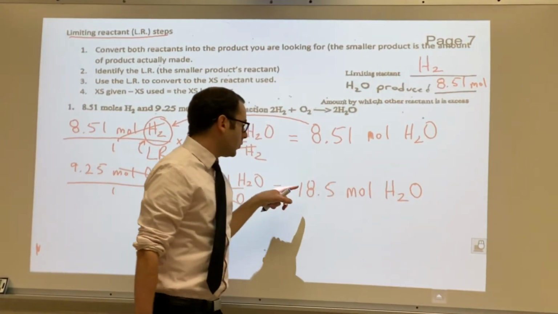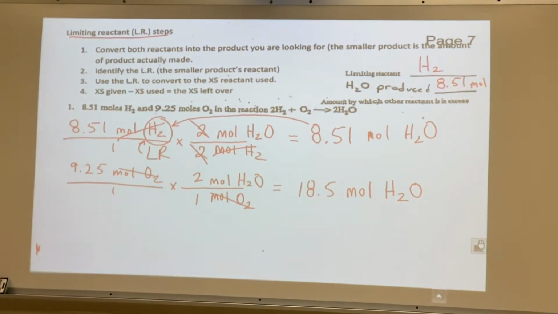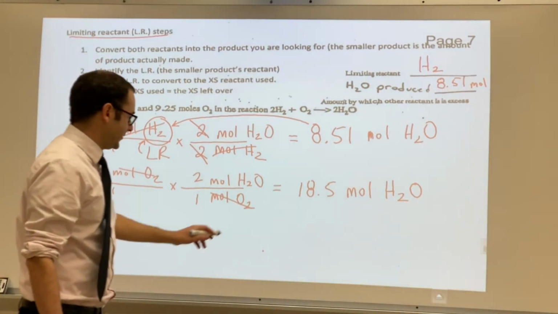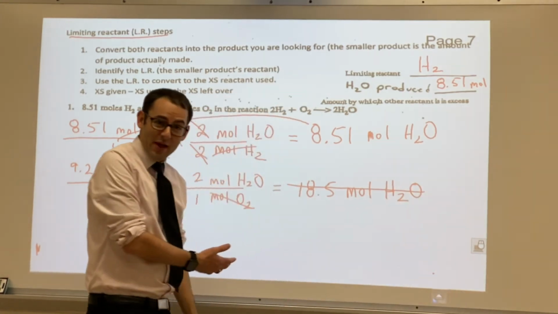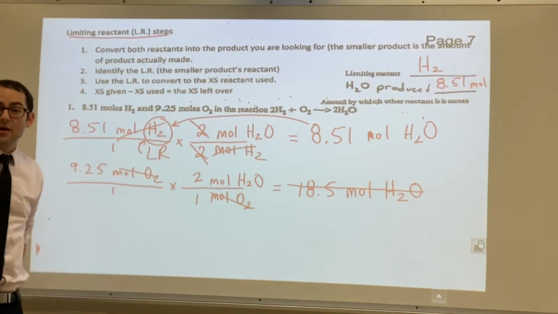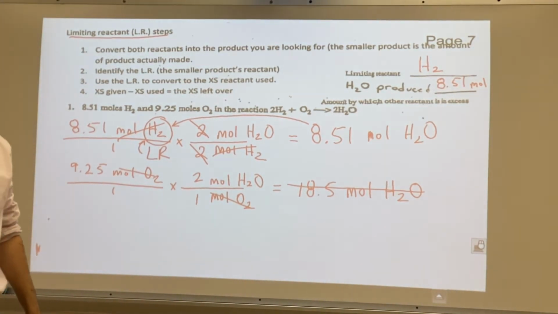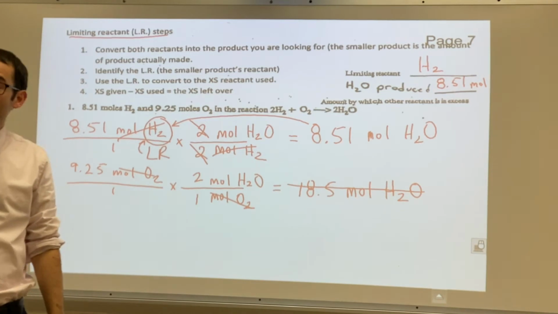All right, what does this number mean, 18.5? Exactly, by your silence, you're telling me what it means. It means nothing, because we can't make it, right? We can't make it because we don't have enough hydrogen to make it. So cross it out. Just give it a line. Now, why do you want to cross it out?